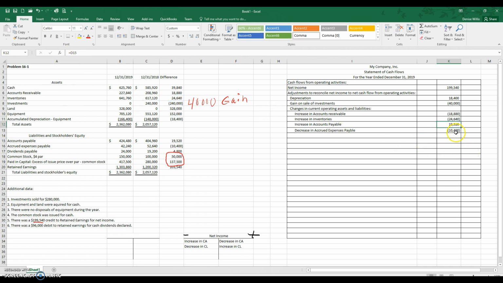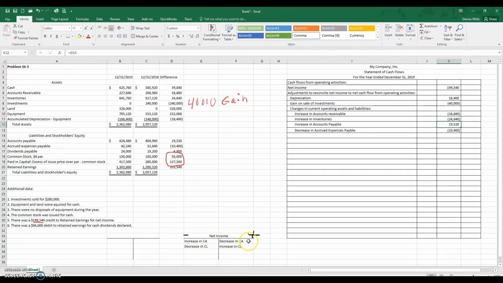Okay, the increase in accounts payable, an increase in a current liability is added. So we're going to leave that as a positive number. The next one, a decrease in accrued expenses, that's a decrease in a current liability. That is going to be a subtraction. So it is okay that we leave it negative. Make sure that if you don't understand why some of these are being added, such as this one, and some of these are being subtracted, such as the other ones, you follow the set of rules here.